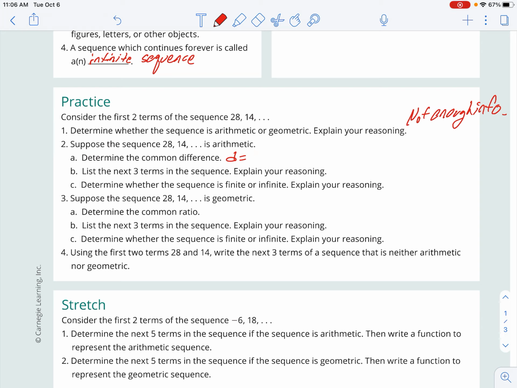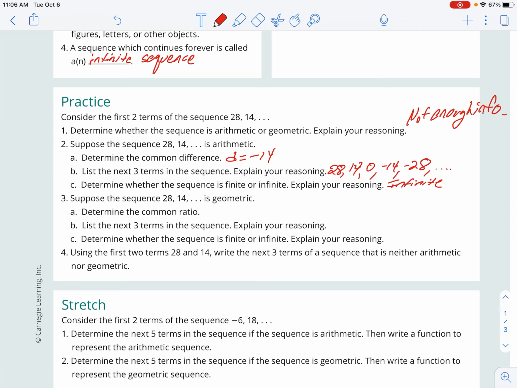Then list the next 3 terms. If we're adding negative 14, continue on. We start off with 28, we went to 14, then 0, because 14 minus 14 is 0. 0 plus negative 14 is negative 14, and negative 14 plus negative 14 is negative 28, and so on. Letter C, determine whether the sequence is finite or infinite. It will be infinite. It will continue on forever. There's no reason why it cannot stop.